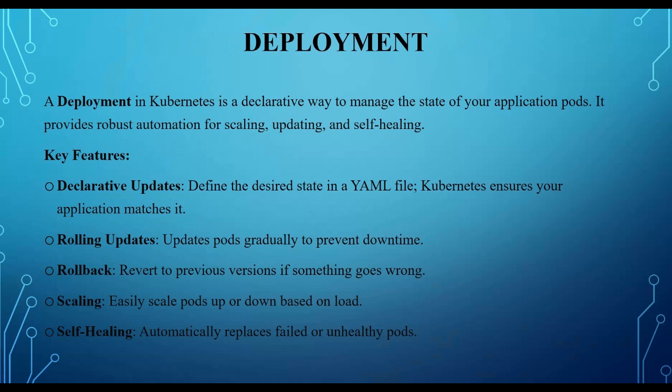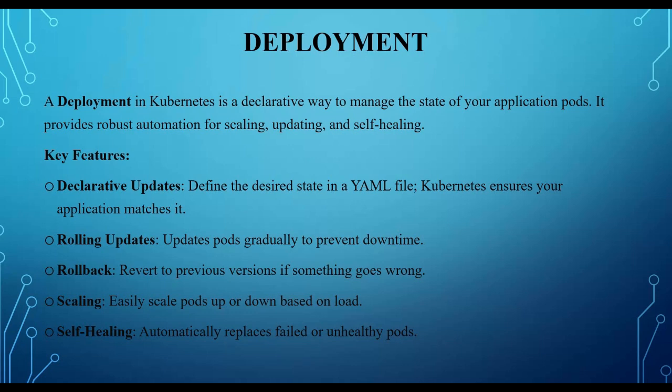The next is deployment. So what is deployment? What are the key features? So let's see. A deployment in Kubernetes is a declarative way to manage the state of your application pods. It provides robust automation for scaling, updating, and self-healing. It manages your application. The key features are declarative updates, rolling updates, rollback, scaling, and self-healing.